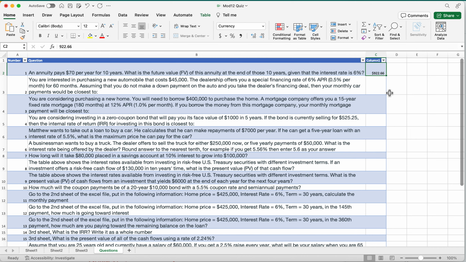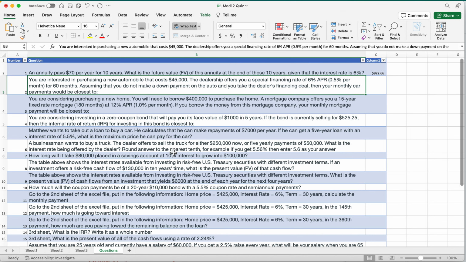Okay. Now, you are interested in purchasing a new automobile that costs $45,000. The dealership offers you a special financing of 6% APR for 60 months. Assuming that you do not take a down payment on the auto, you take the dealer's financing, then your monthly car payment would be closest to blank. All right, so here we go. So we're trying to borrow money. How much are you borrowing today? You're borrowing $45,000, and then you have to pay 6% APR. That's annual percent interest rate.